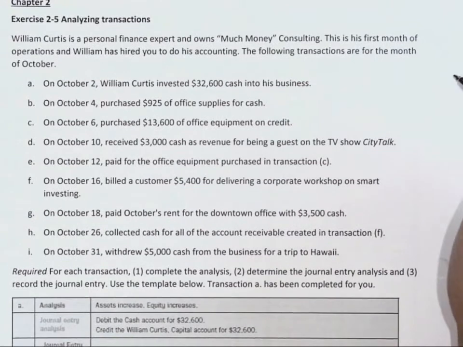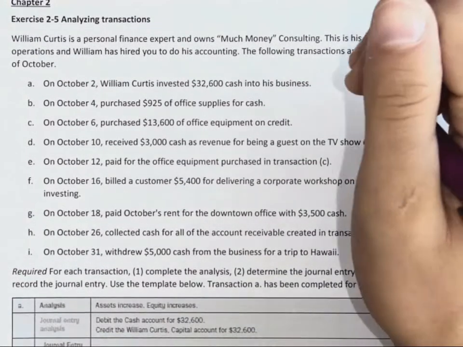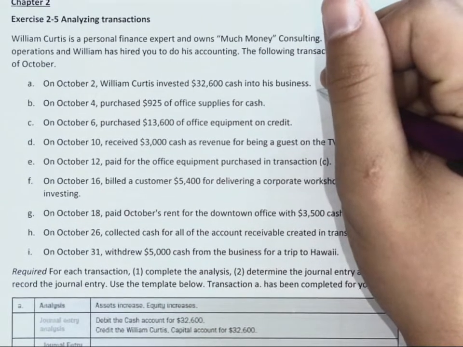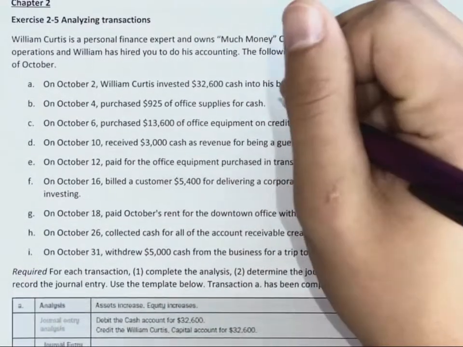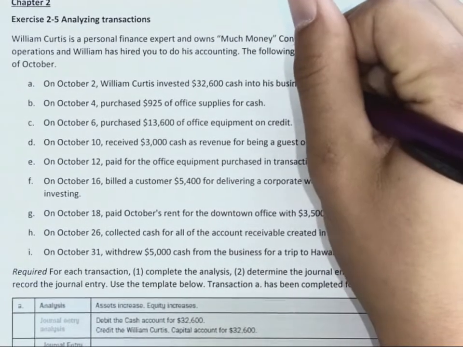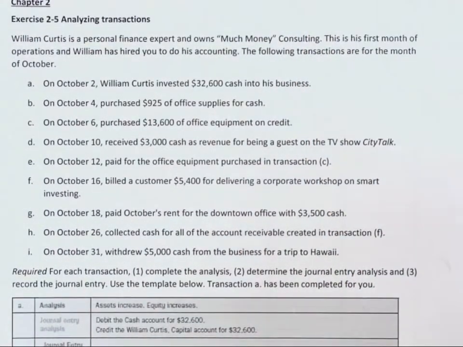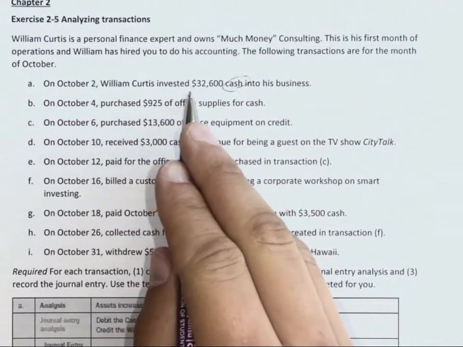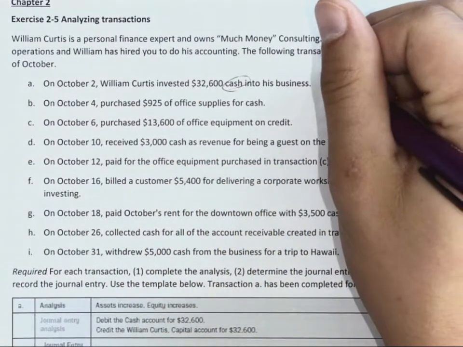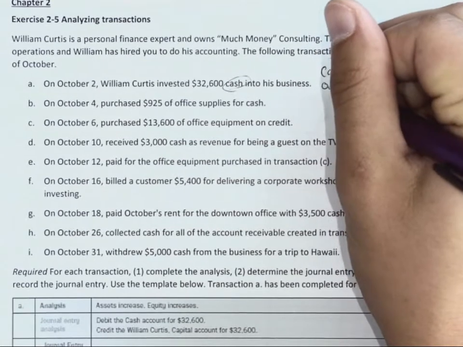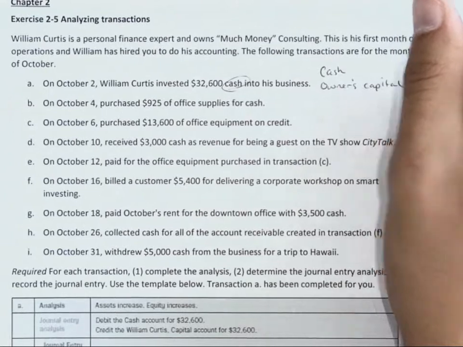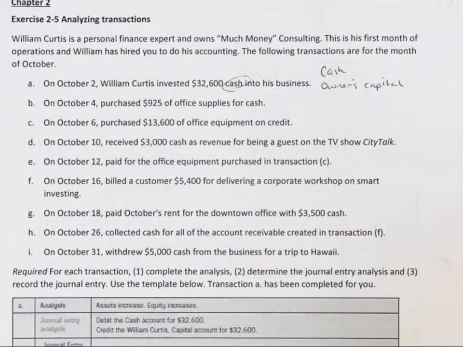there's a few steps we take to analyzing transactions. So the first step, before we even look at the answer below us, what are the accounts that are being used? Cash is going to be used, and he invests it. So what is it when an owner invests? Yes. So cash, owner's capital. So those are the two accounts we know we're going to use after analyzing it.